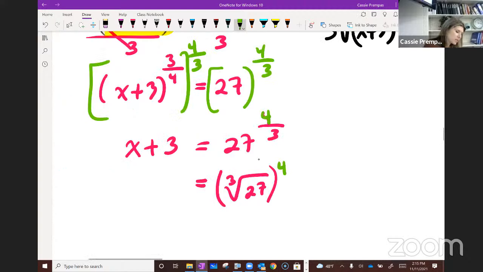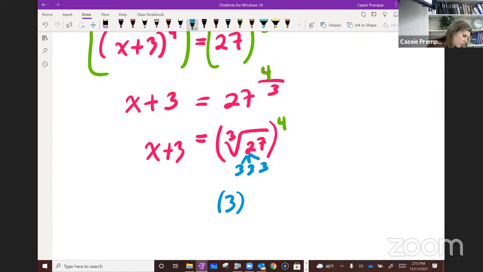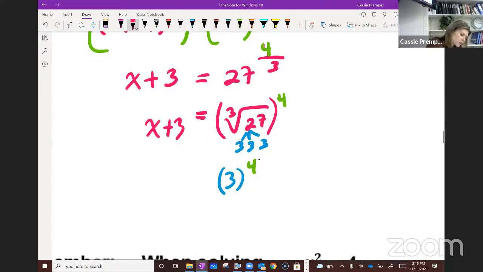So we're going to have to take the cubed root of 27 and raise it to the 4th power. Anybody know what the cubed root of 27 is? Yep, because 27 is 3 times 3 times 3. So the cubed root of that is 3. And we're going to take 3 and raise it to the 4th power. And this is equal to x plus 3. What is 3 to the 4th power? 81, good.